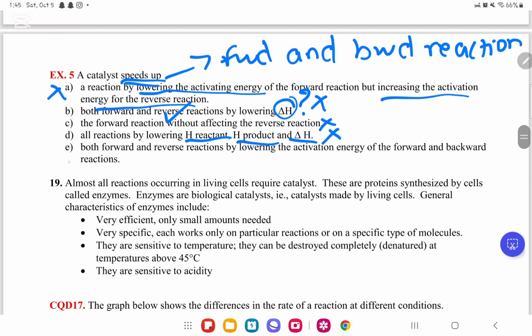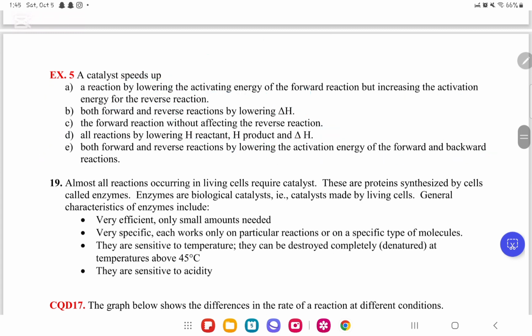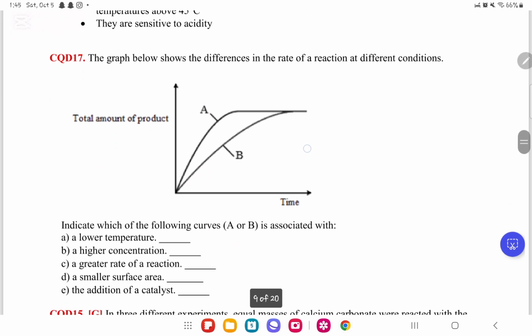Finally, E, both forward and reverse reactions, yes, by lowering the activation energy of the forward and backward reactions. So E is our answer. So we can say a catalyst speeds up both forward and reverse reactions by lowering the activation energy of the forward and backward reactions. CQD number 17.